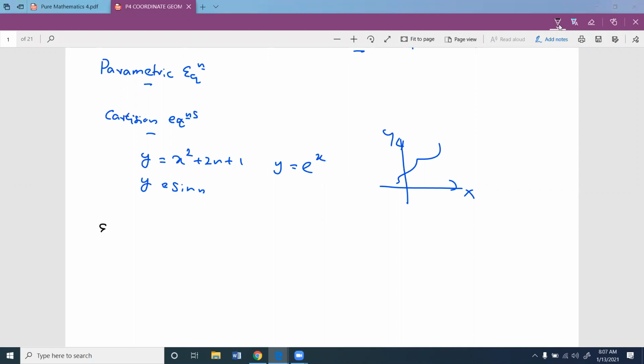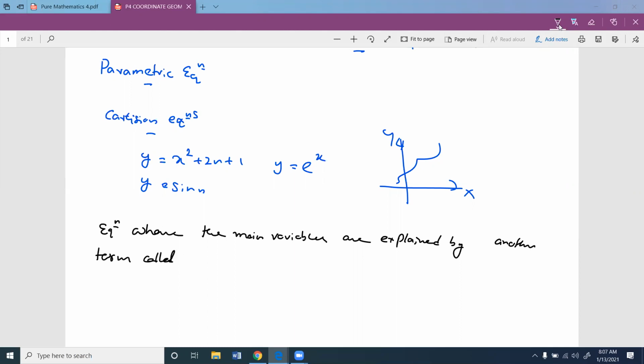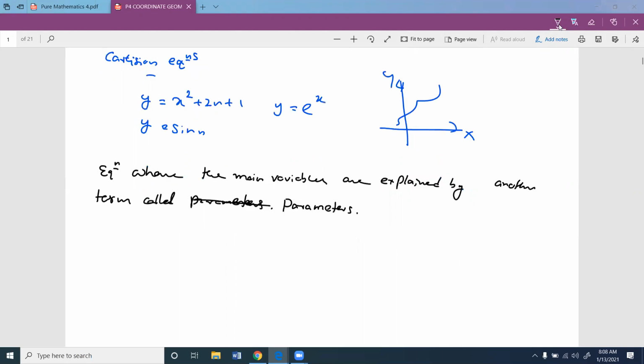So it's an equation where the main variables are explained by another term called parameters. Parameters, right? Okay, this is the simplest definition of a parametric equation.